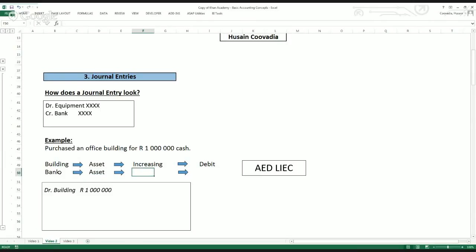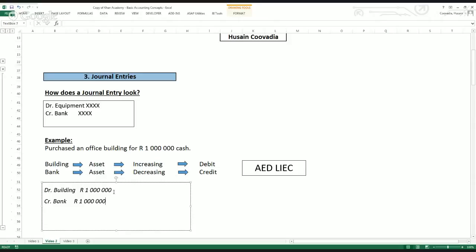And what is happening to our bank account? Is it increasing or decreasing? We paid 1 million rand cash for it, so therefore it is decreasing. Money is going out of our account, so our asset is decreasing. So if we look at our acronym, assets and expenses increase on the debit side, the opposite applies, assets and expenses decrease on the credit side. So I will credit my bank account. So if I go to the information over here, looking at my journal entry, I will say credit bank, and that will be 1 million rand as well.